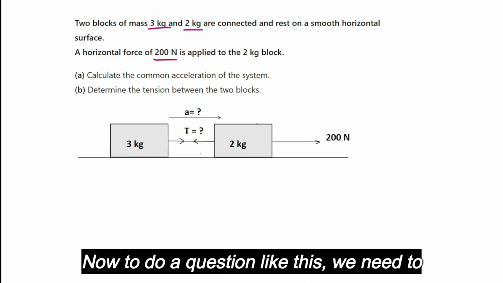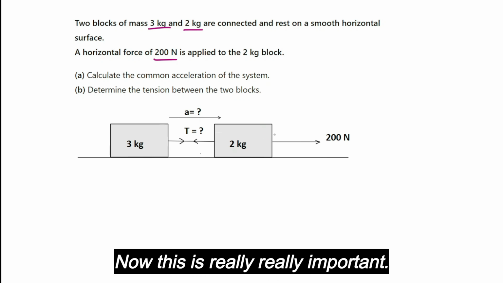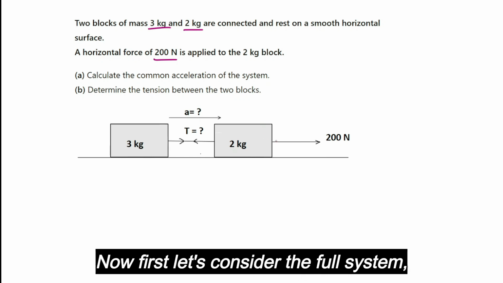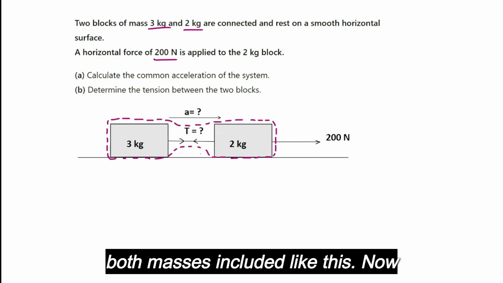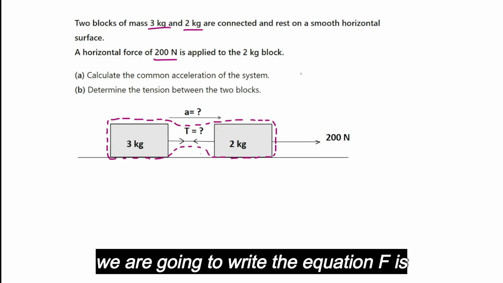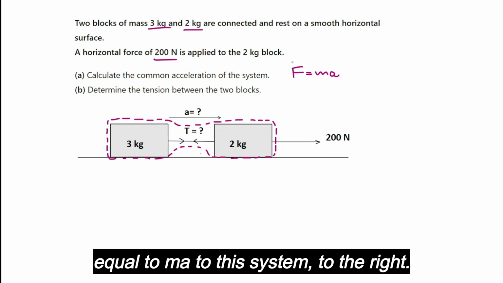Now, to do a question like this, we need to define your system. This is really important. First, let's consider the full system, both masses included, like this. We are going to write the equation F equals ma to this system to the right.